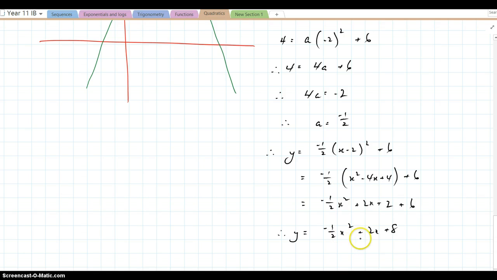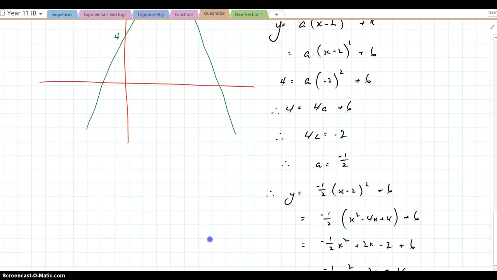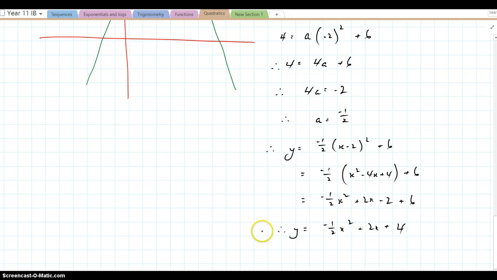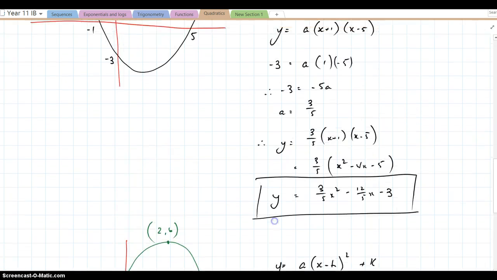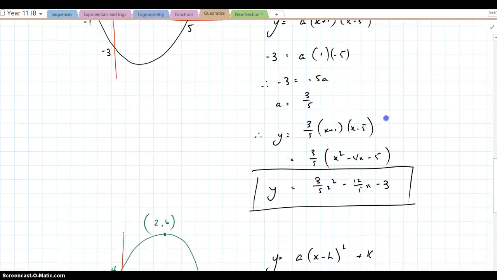So finally y is equal to minus 1/2 x squared plus 2x plus 8. I was a bit concerned about that plus 8. It's a minus 2, I made an error. When you put minus a half times 4, you get minus 2 plus 6, therefore it's plus 4. And that looks a whole lot better. And that's my y-intercept of 4, and there's the full equation.